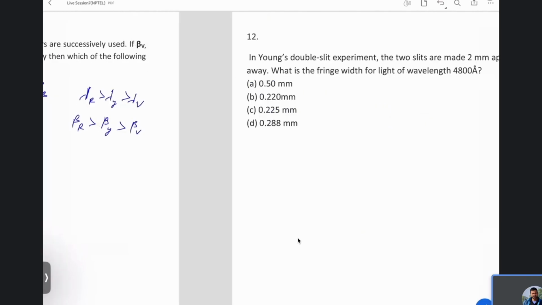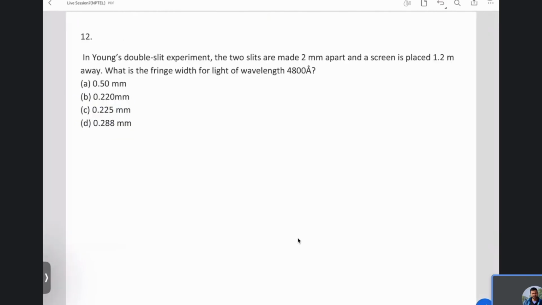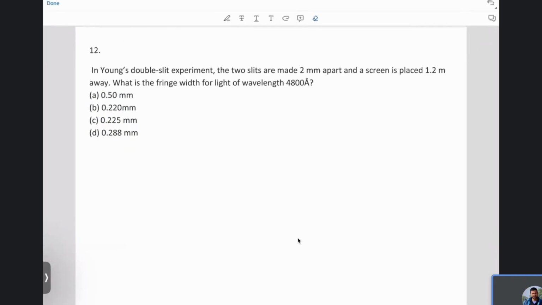So very trivial question. Now the last problem for today's session. Here we have: in Young's double slit experiment, the two slits are made 2 mm apart and a screen is placed 1.2 meter away. What is the fringe width for light of wavelength 4800 angstrom?